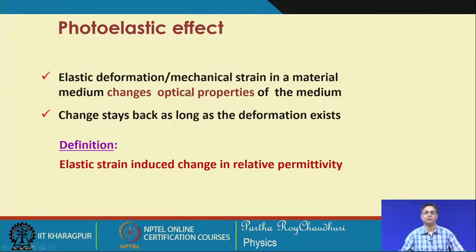And this change in the refractive index or the optical properties stays as long as the deformation exists. That is, so long as the wave is propagating in the medium, this deformation will be there. The moment it is not there, it comes back to its original natural state, which will be represented by the normal index ellipsoid. So, this elastic strain induced change in the relative permittivity is how we look at the photoelastic effect.